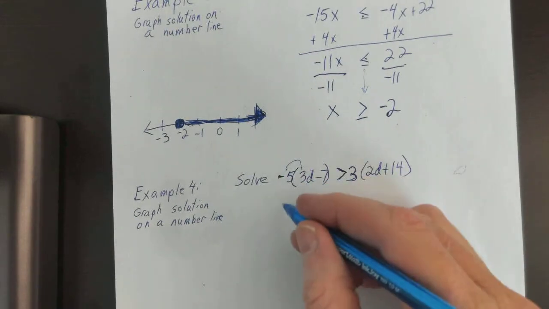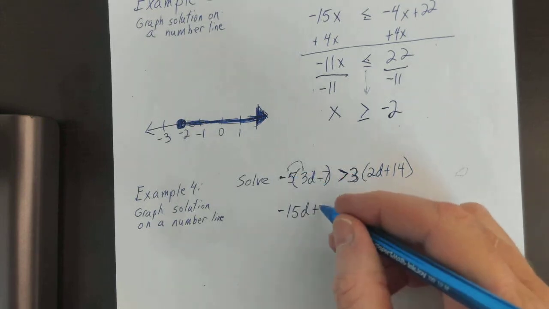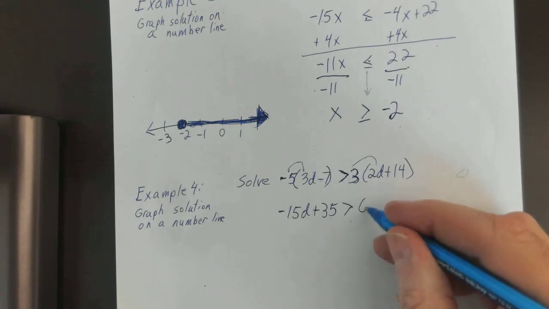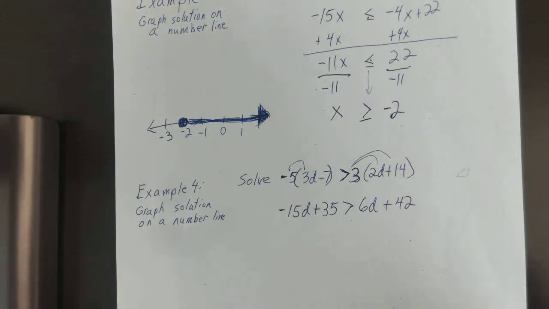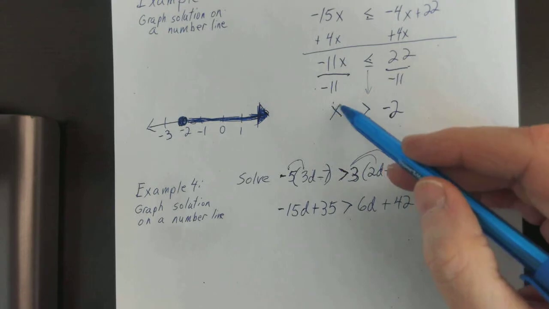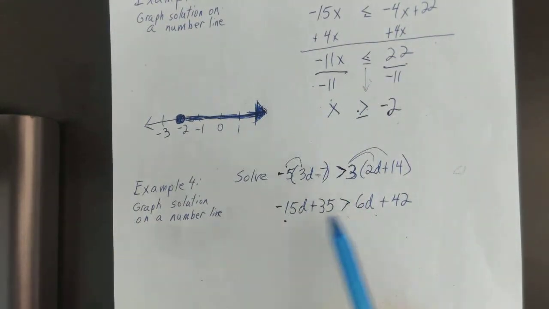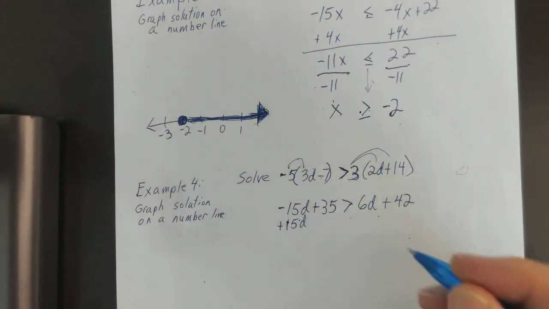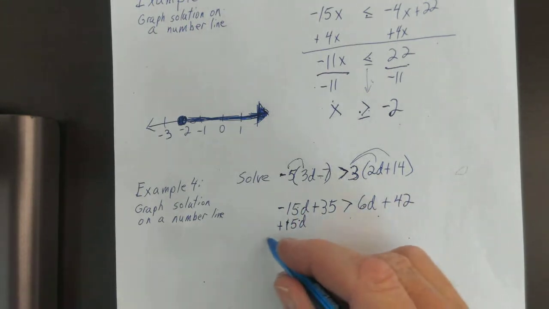Let's distribute. I got negative 15d, and then negative 5 times negative 7 is positive 35. I got 3 times 2d is 6d. 3 times 14 is 42. Now, I have to remember, if I have a negative coefficient, I got to remember to switch this. It doesn't matter which one you deal with, but if I want to ensure that I have a positive coefficient on d, I'll take the smaller value of the negative 15 and 6 and do the opposite of it.